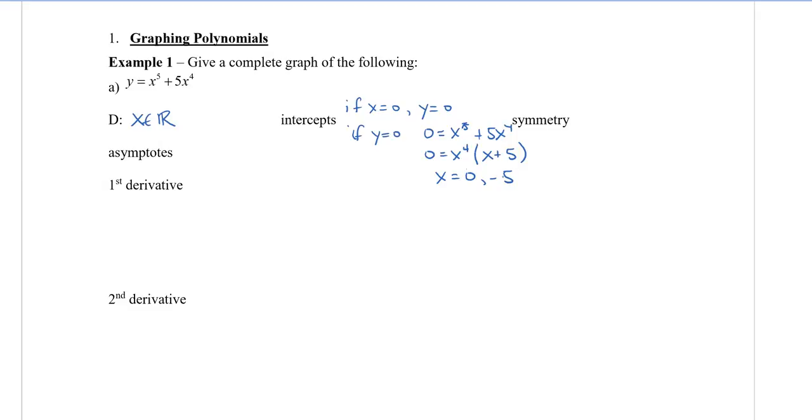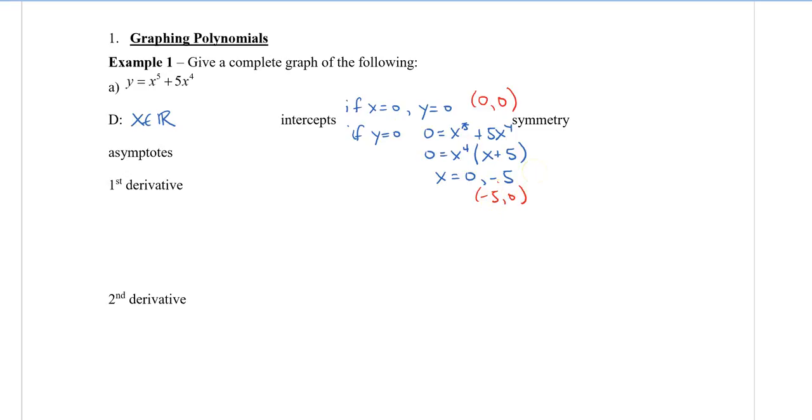I like to put a box around everything that I know. So I know that y equals 0, or actually even better, let me put this in a different color. I have a point 0, 0. I also have the point 0, 0 again, but also negative 5, 0.